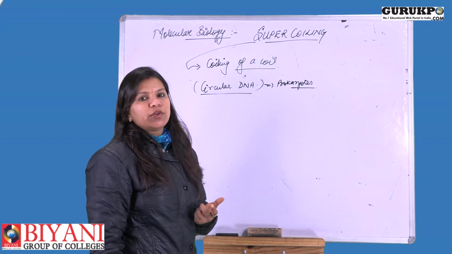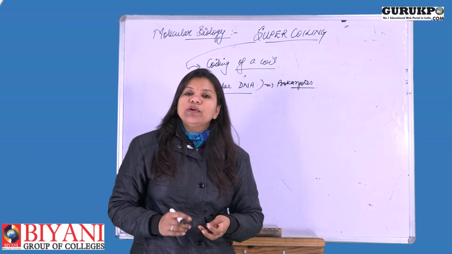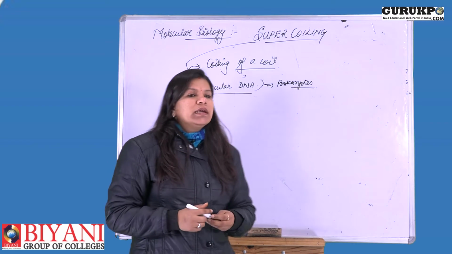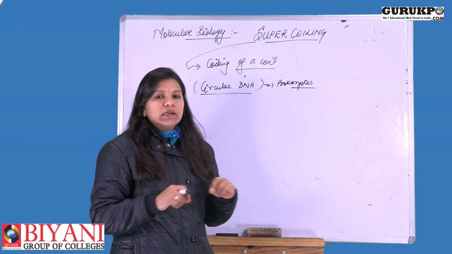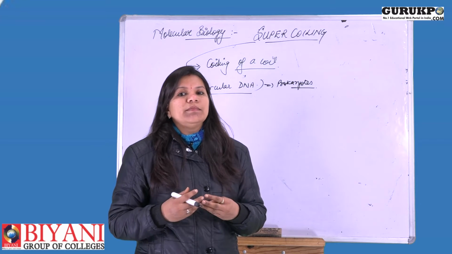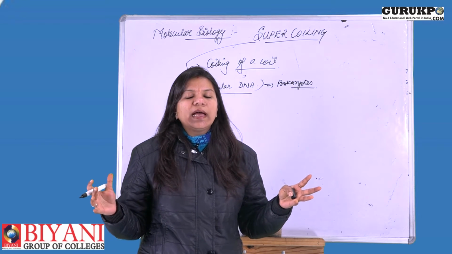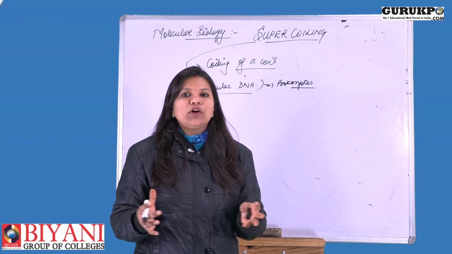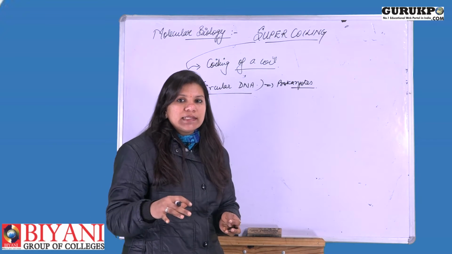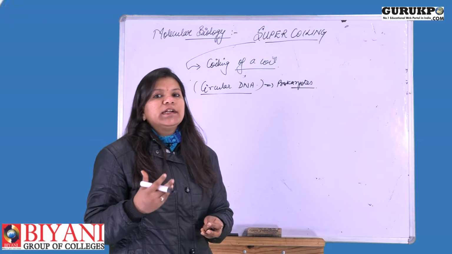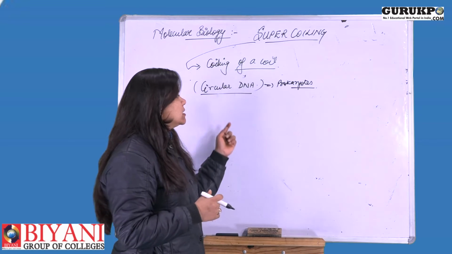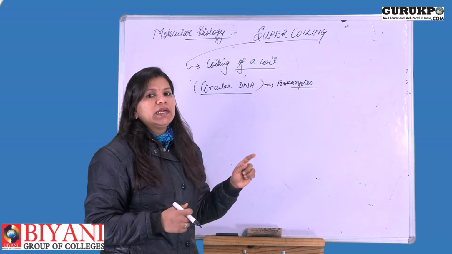Prokaryotes do possess circular DNA, but in eukaryotes, sometimes this supercoiling is also found. In eukaryotic organisms the DNA is very long, and in order to pack it inside the chromosome, it is condensed very much, and due to this condensation supercoiling occurs.